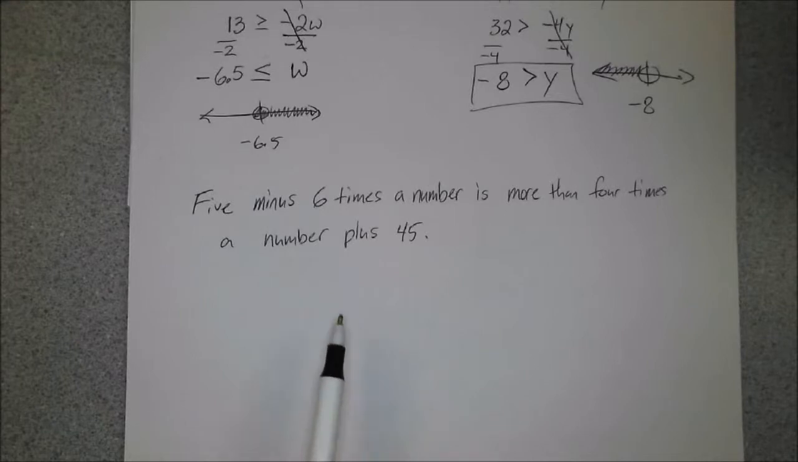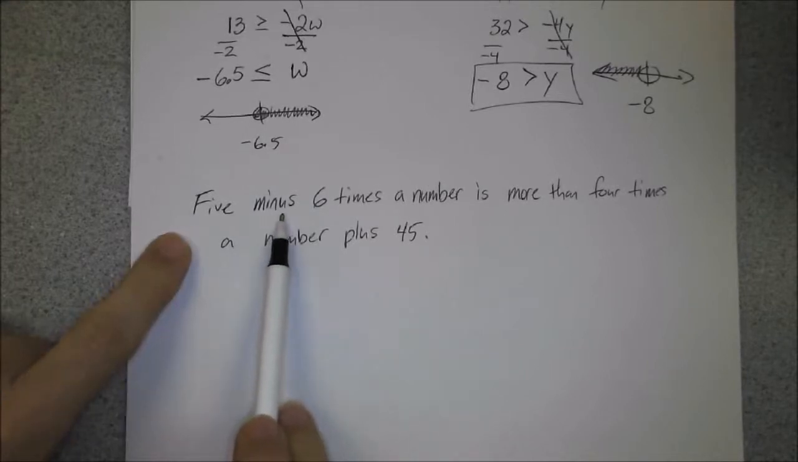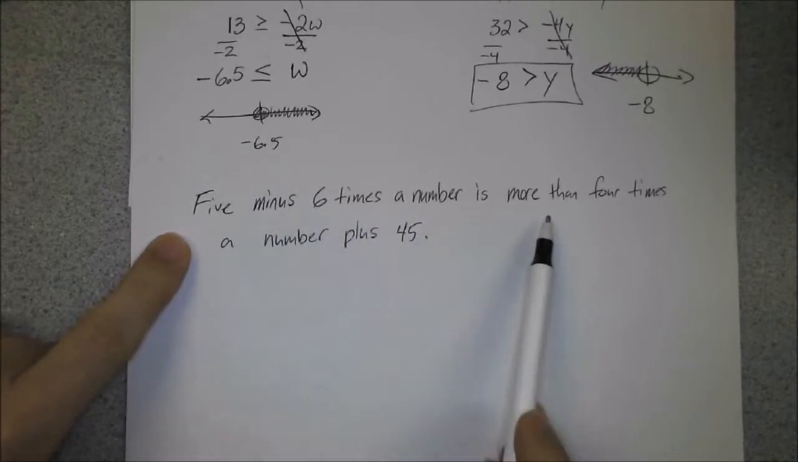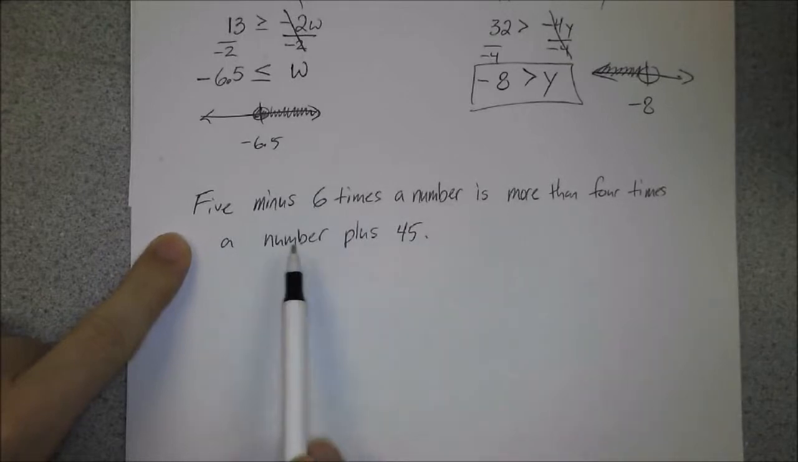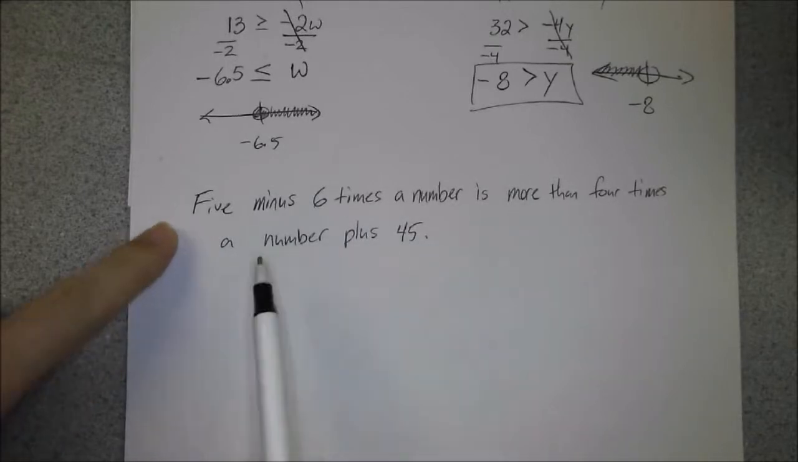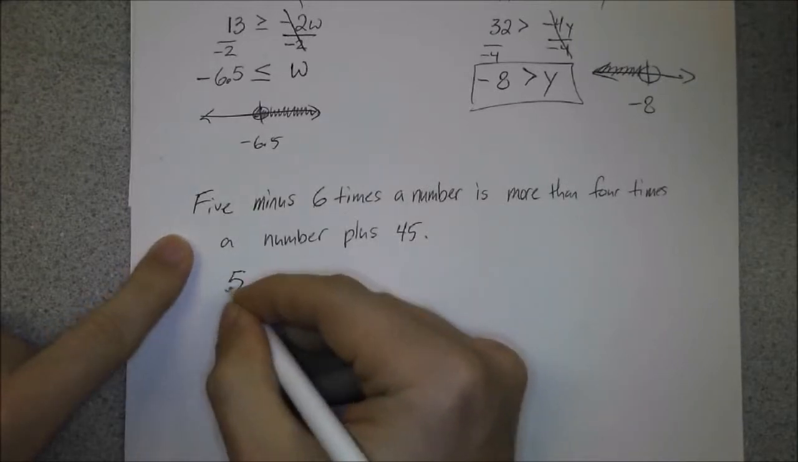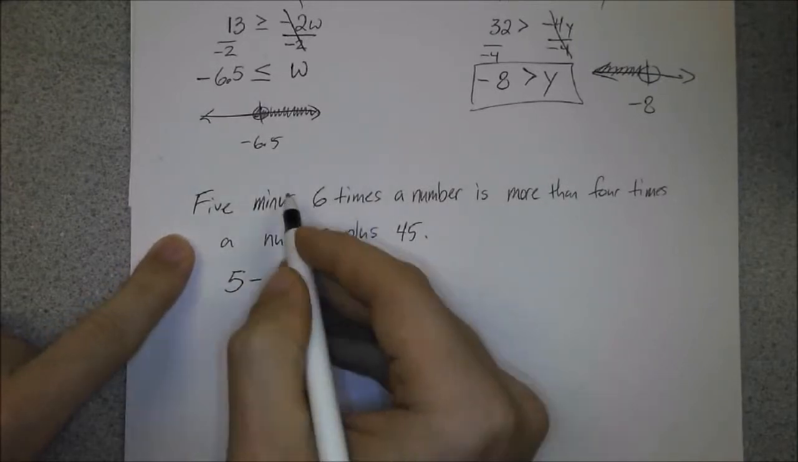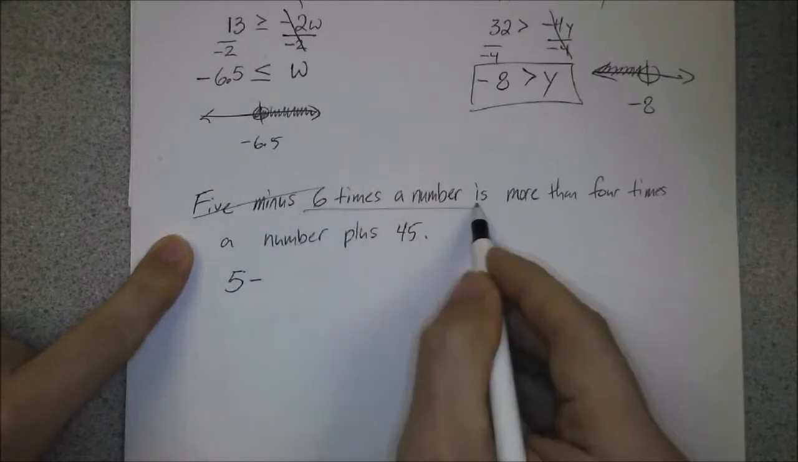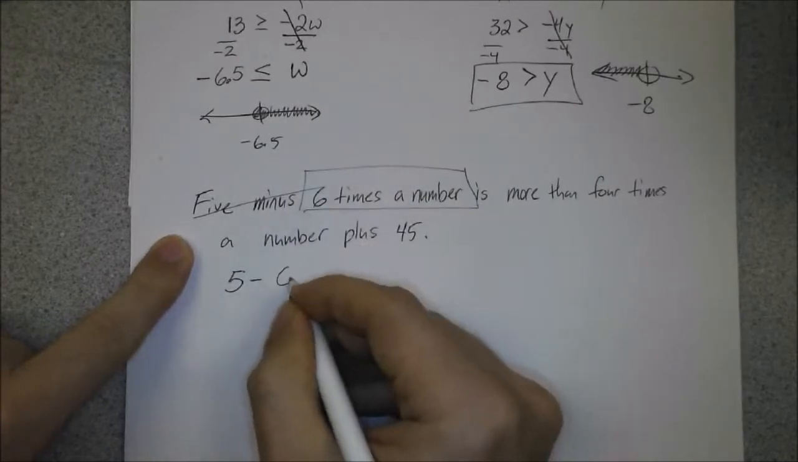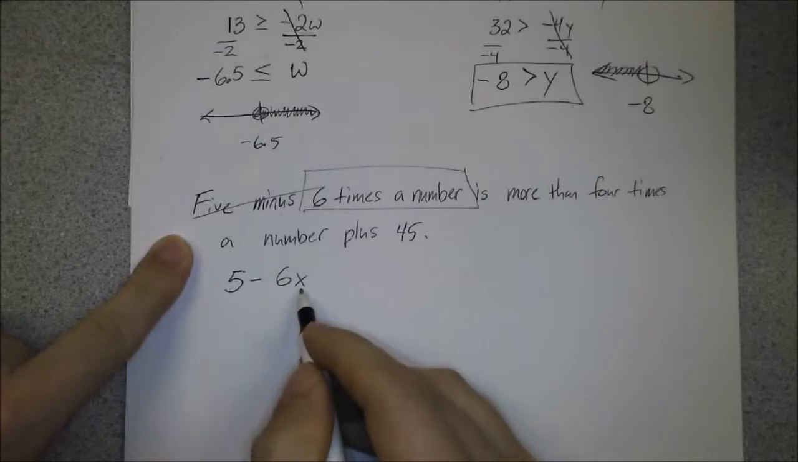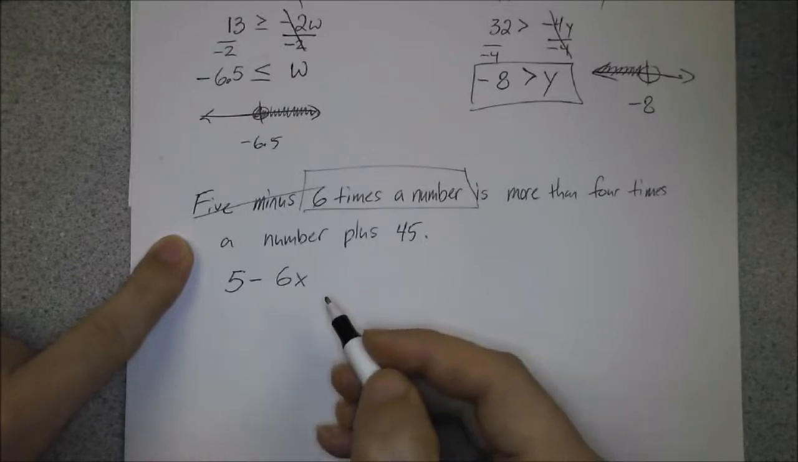Okay, now let's take a look at this. 5 minus 6 times a number is more than 4 times a number plus 45. Alright, let's start at the beginning. 5 minus. So there's 5 minus. And 5 minus what? Well, 5 minus 6 times a number. Since I don't know what it is, I'm just going to write 6x. That's 6 times a number. Don't know what it is, so it's a variable.